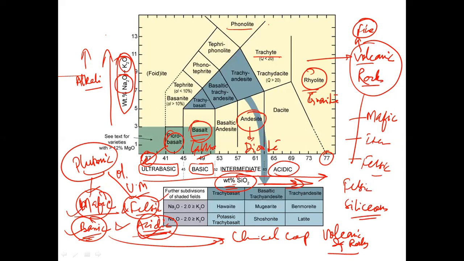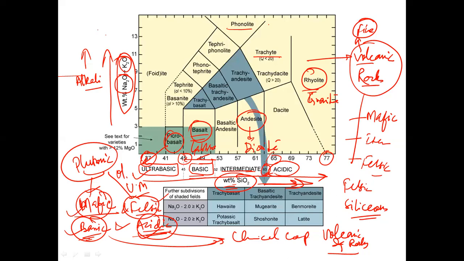Now here you can see, if less than 45% is silica, then your rock will be ultrabasic or ultramafic. If your silica percentage ranges from 45 to 52 or 53, it will be basic. And in the same way, when you have more than 65% or more than 63% silica component, then it is your acidic or felsic rock.